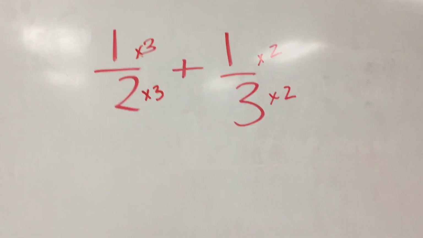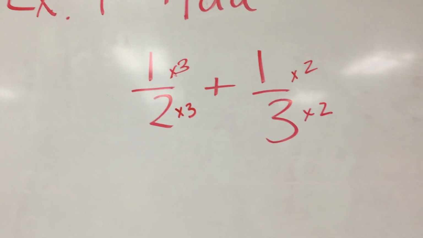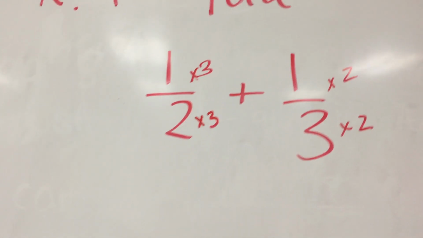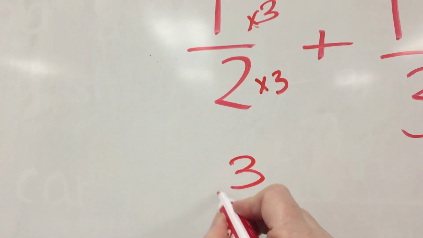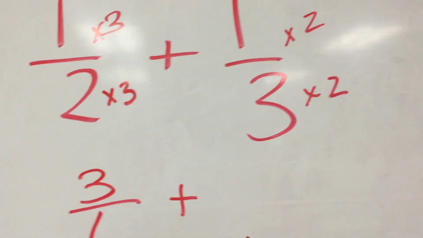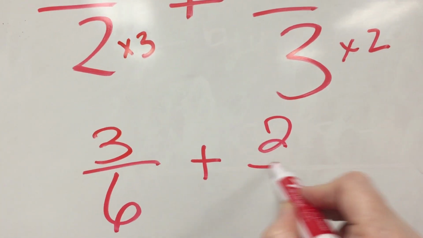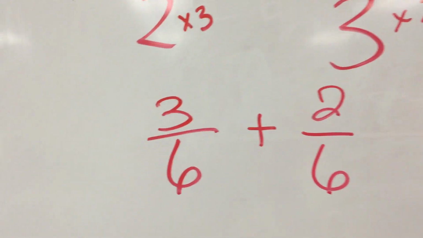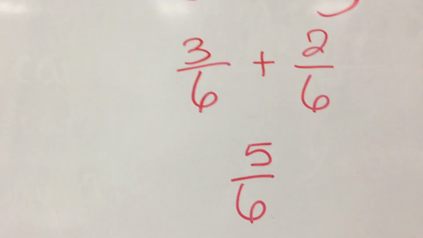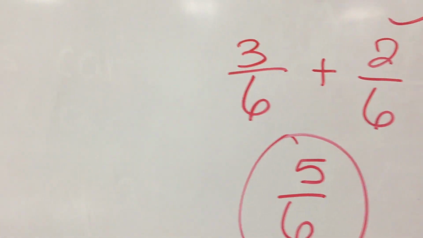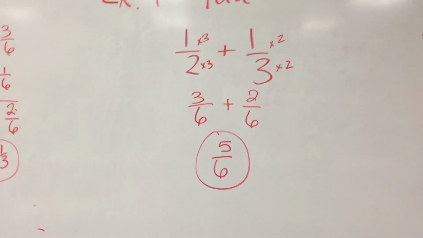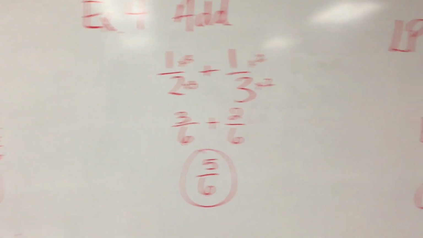Make sure you put those multiplication symbols and numbers up there. Below that, I'll write my new problem. 1 times 3 is 3. 2 times 3 is 6. 1 times 2 is 2. 3 times 2 is 6. Now I can add them. 5/6. Okay, pause the video to give yourself time to work if you need to. We're going to move on to lesson practice.